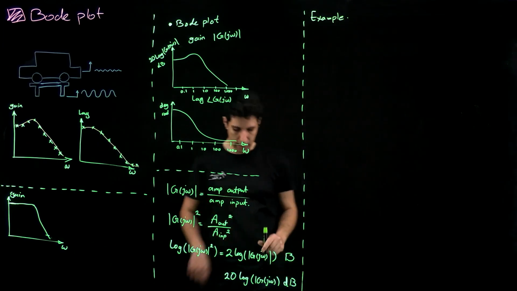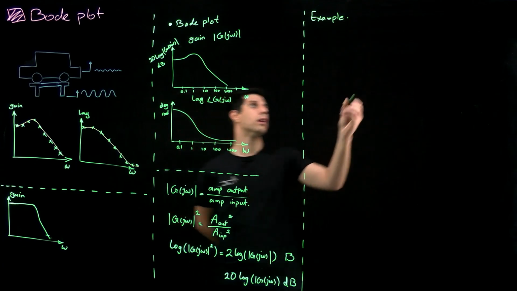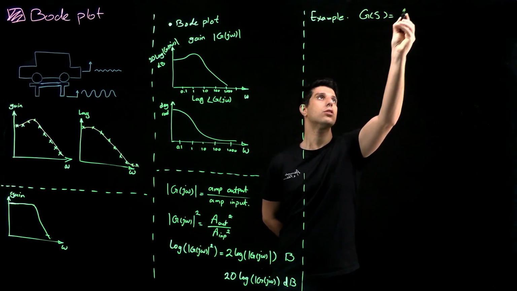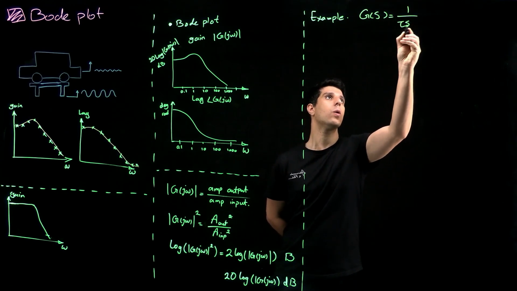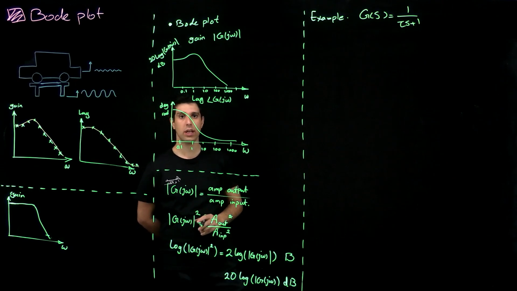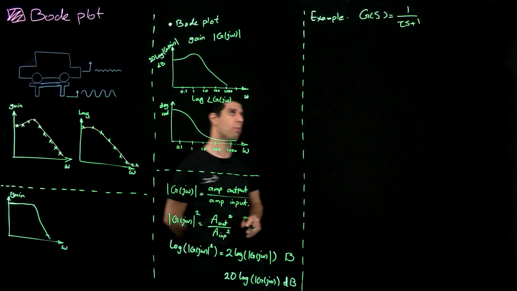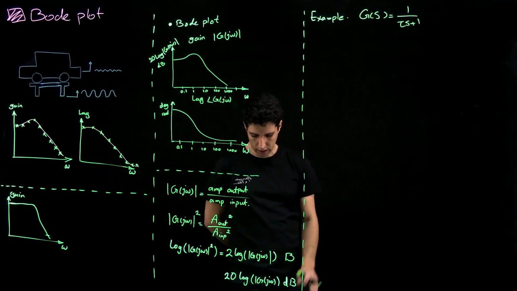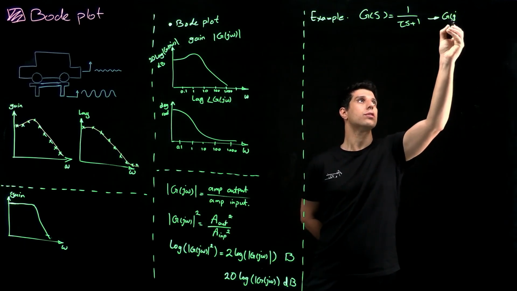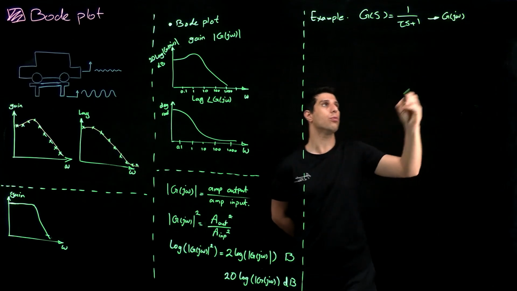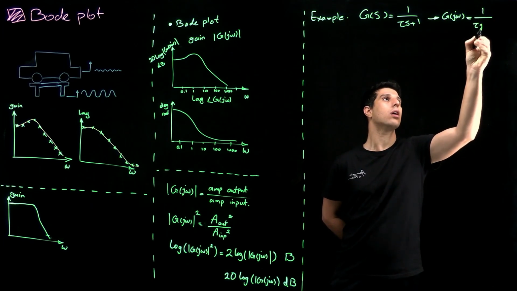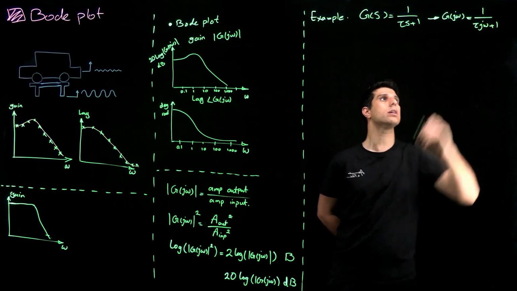A very simple example of a first order system. So I have G(s) equals 1 over tau s plus 1, just a first order system with time constant tau. From here, this sinusoidal transfer function G(j omega) is 1 over tau j omega plus 1.